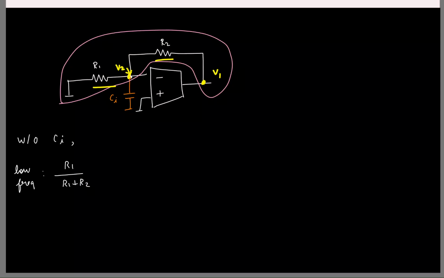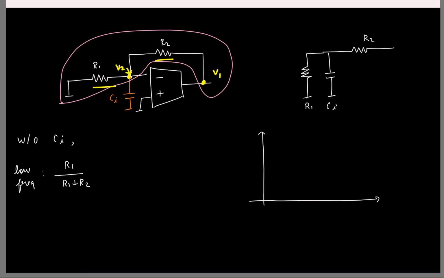Now, the moment you have this capacitor CI, at high frequencies this capacitor will introduce some phase shift, it will act like a short, and it will destroy your feedback, right? So if I were to sketch the Bode plot of this feedback network alone, see, this is R2. We have to sketch the frequency response of this. How will it look? At DC, what will be the gain? Whatever we saw, R1 by R1 plus R2.